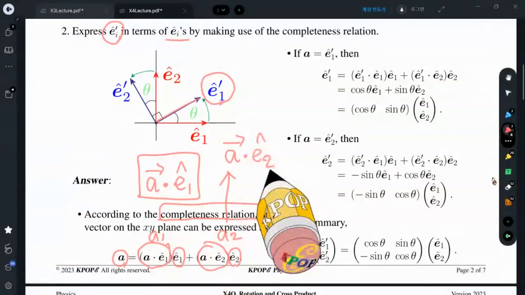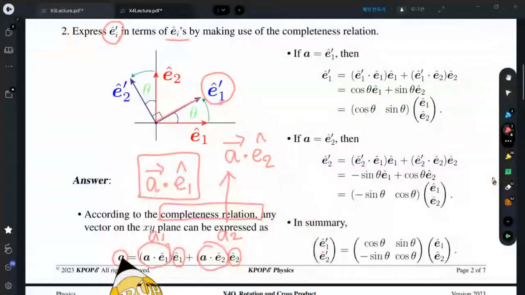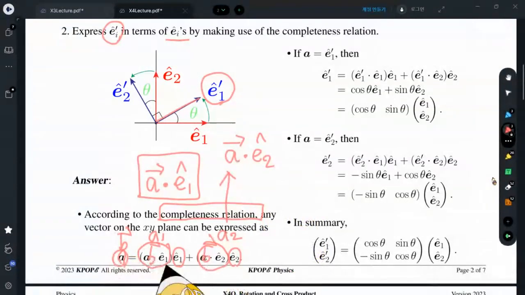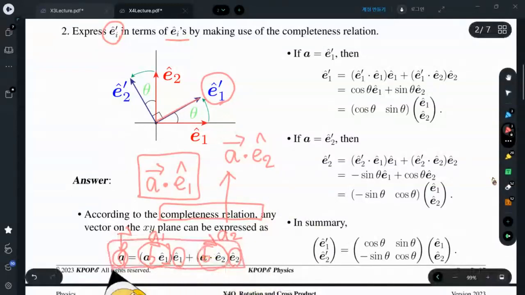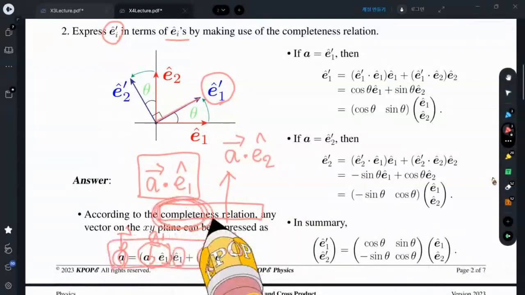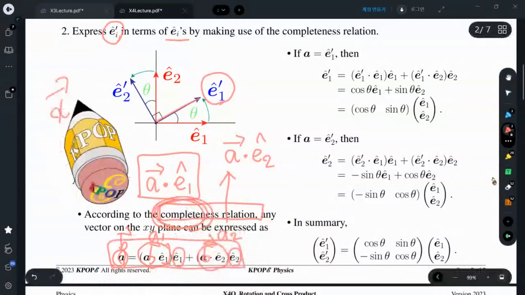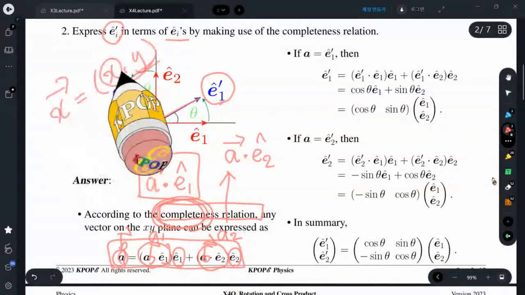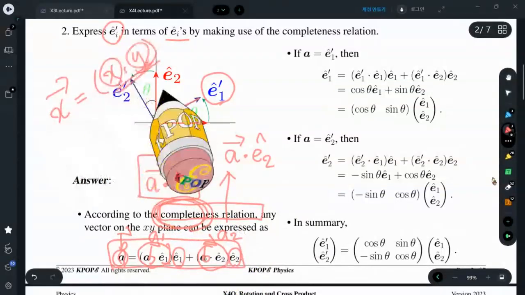As a result, any vector, this is A, you can substitute B, whatever. Anything on a plane must be something dot e1 multiplied by e1 plus something dot e2 multiplied by e2. In this manner, it is called the completeness relation. Why do we say completeness? We don't miss anything. Any vector on the plane can be expressed in terms of two Cartesian coordinates. You learned this in high school already.